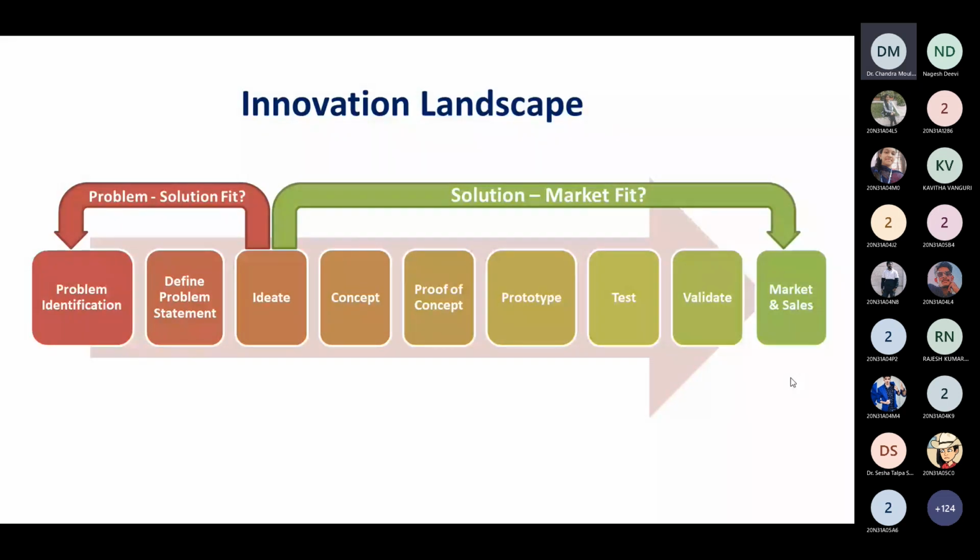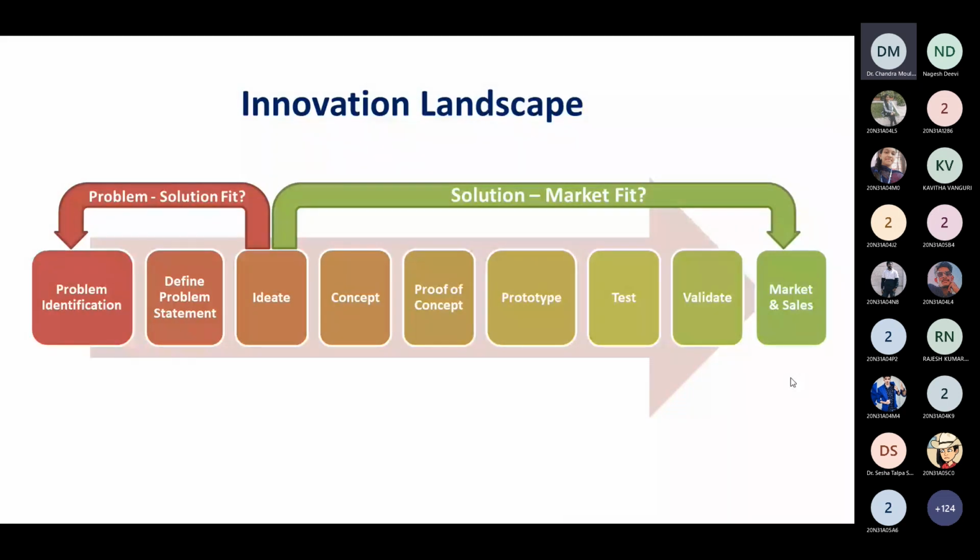A prototype is nothing but a minimum viable product that can be tested based on the features, specifications, and accessibility and affordability for the customer. If any of these parameters are not met, then reiterate the process of prototyping. After prototyping, you have to test with the early adopters, then they will validate your product, then go to the market and sales.